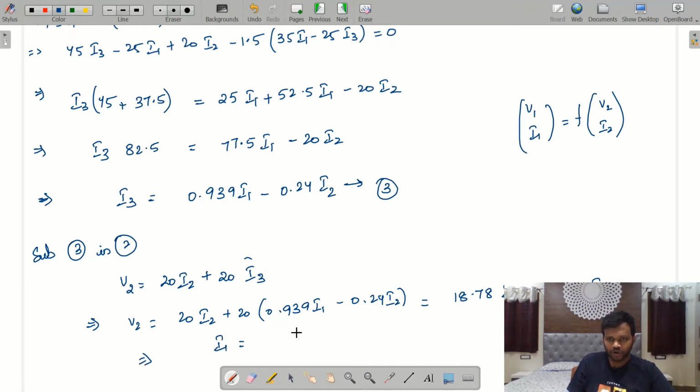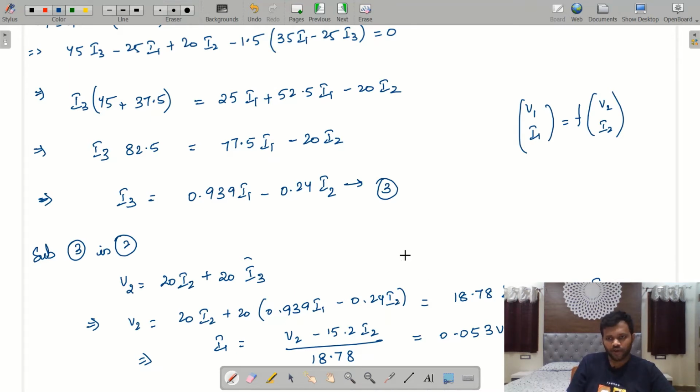I1 equal to (V2 minus 15.2 I2) divided by 18.78, which will be equal to 0.053 V2 minus 15.2 divided by 18.78. You can calculate it, you will get it as 0.8 I2. This is my equation 4.